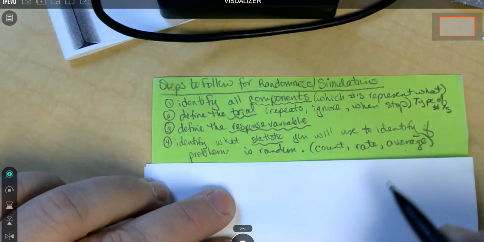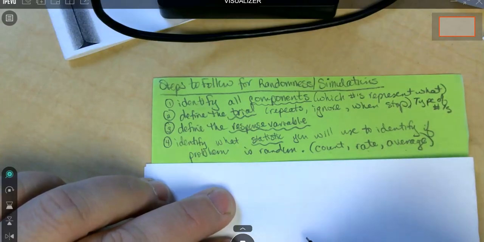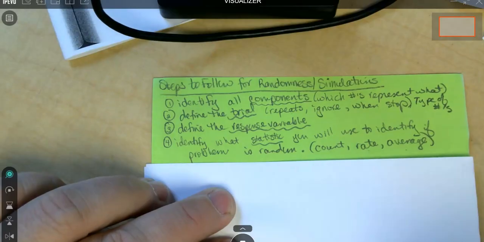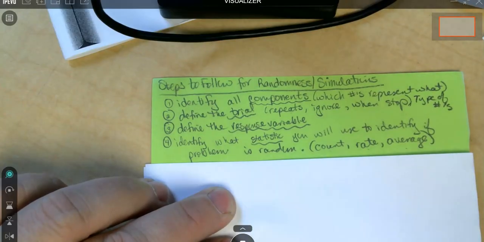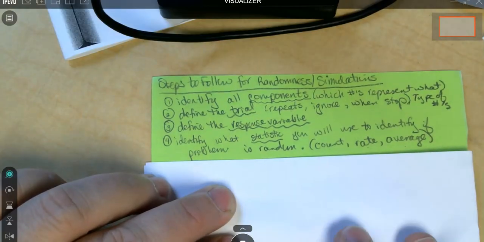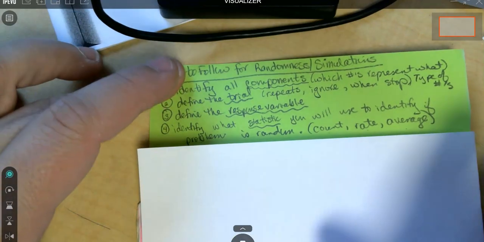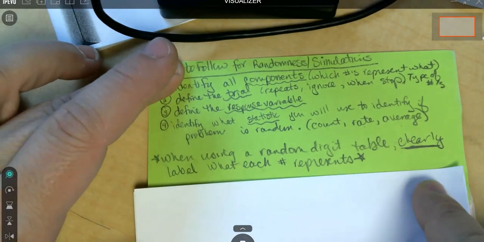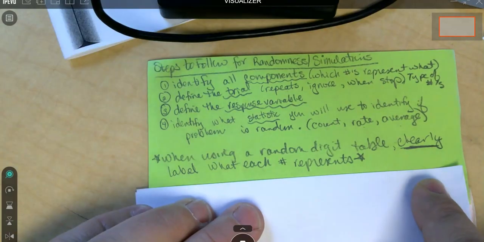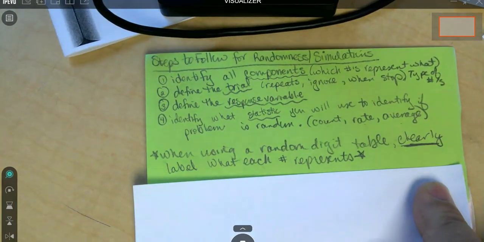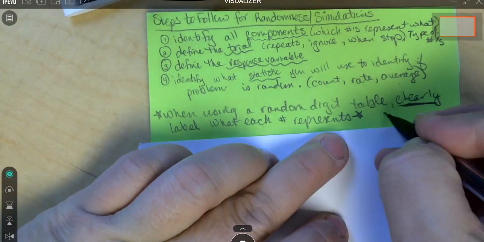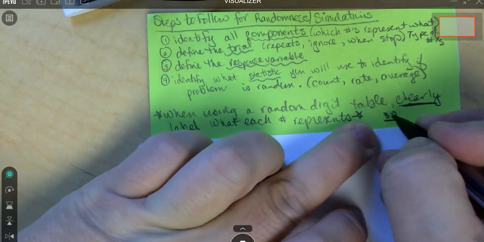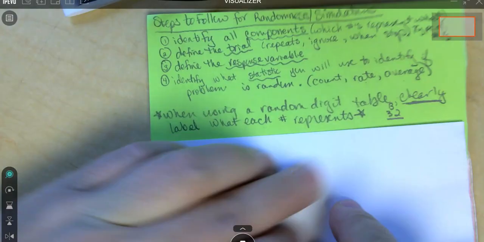Okay? And so again, you're either going to find quantitative data, like how many boxes of cereal it took to get somebody, or how many times did you get everybody in those 5 boxes? Remember those problems a while ago? Okay, so when using a random digit table, clearly label what each number represents. I don't think you're going to have one of these, but just in case you do. So if I have the number 32, I can underline it and I can put a B above it if it stands for whatever's in B.